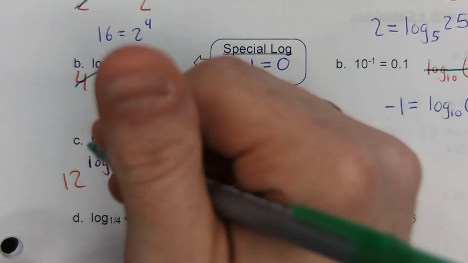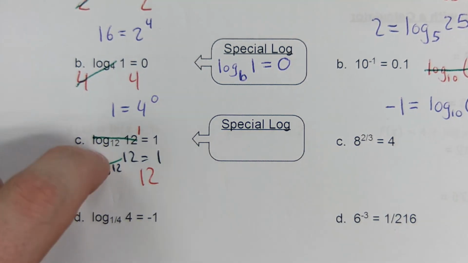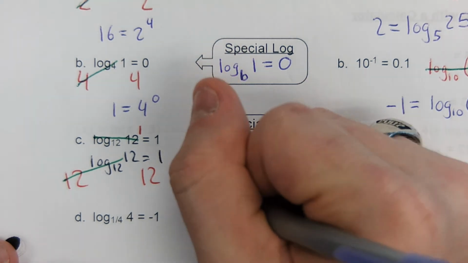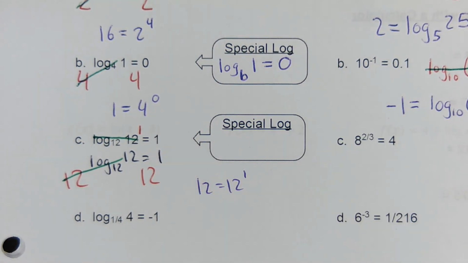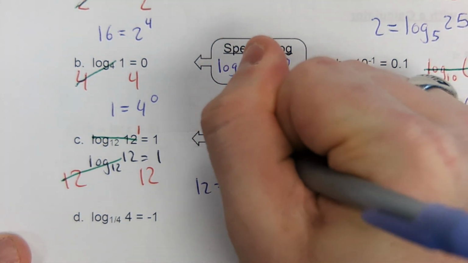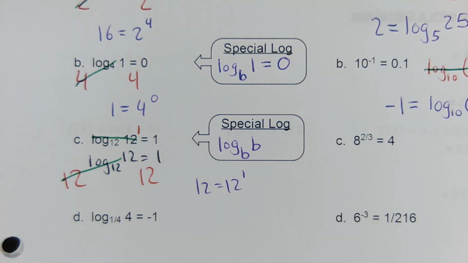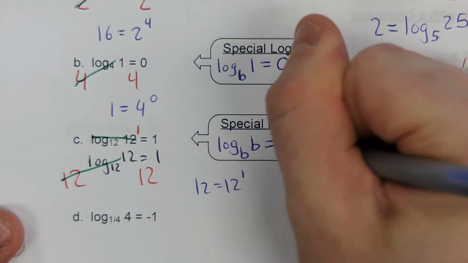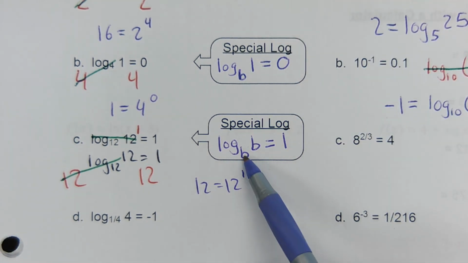And what is going to go on here is this. So there we go. 12 equals 12 to the 1, which is absolutely true. So what is going on with the special log? What was special about it? Well, what was special about it was that the argument and the base of the logarithm matched. So when you have log base b of b, meaning the base and the argument are equal, this logarithm has a value of 1. Why? Because anything to the first power equals itself. That's why.